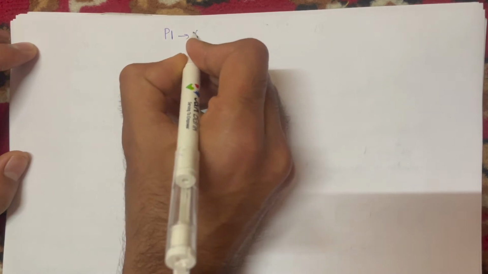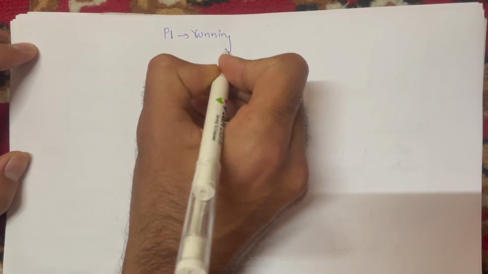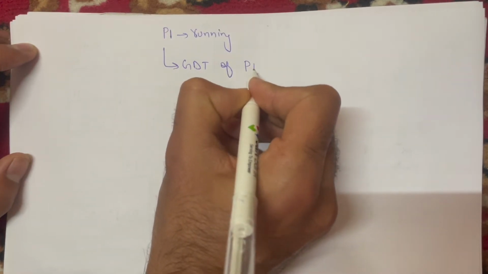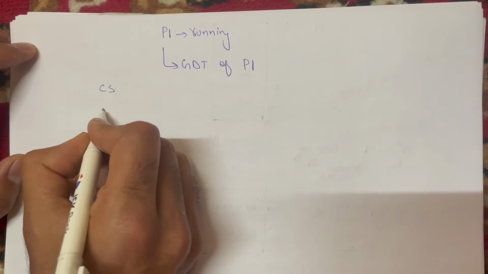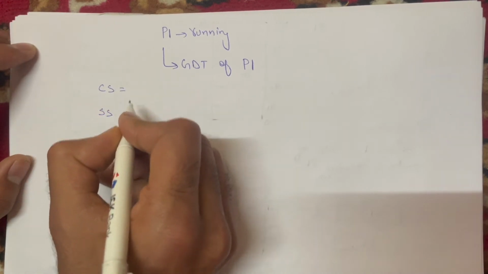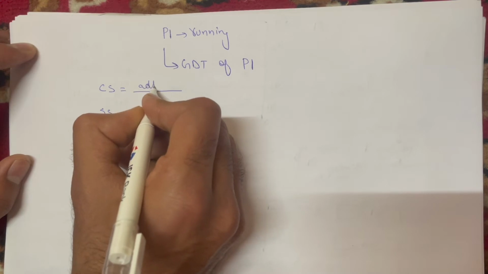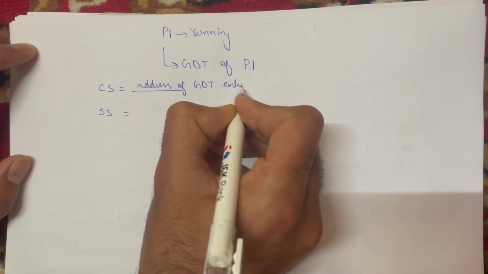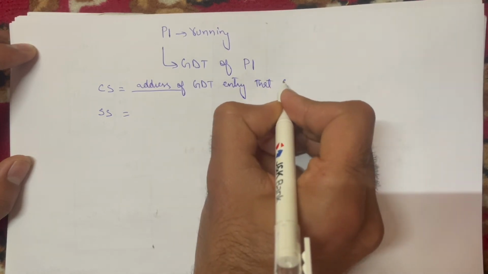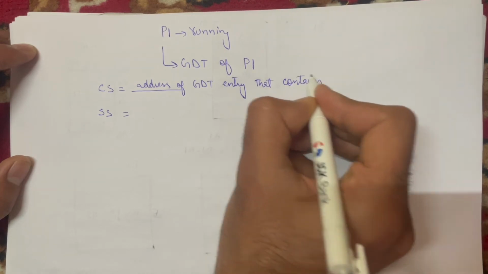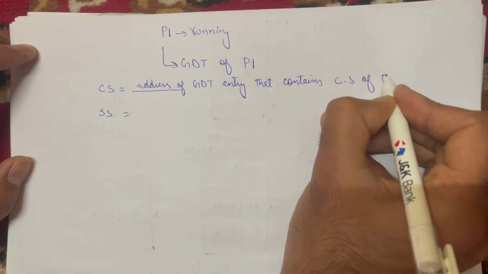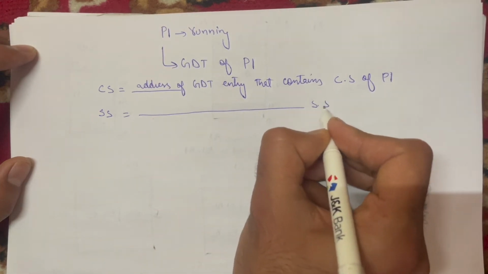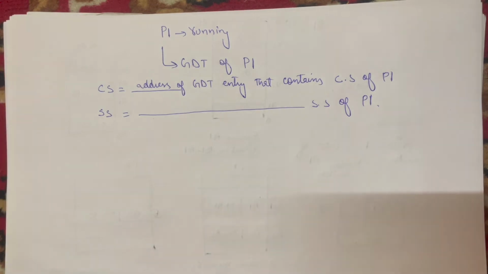So let's suppose we are using the GDT of P1. What will be in the segment registers, code segment and stack segment? In these registers it will contain the address of the GDT entry that contains the code segment of P1. And it will contain the address of the GDT entry that contains the stack segment of P1.